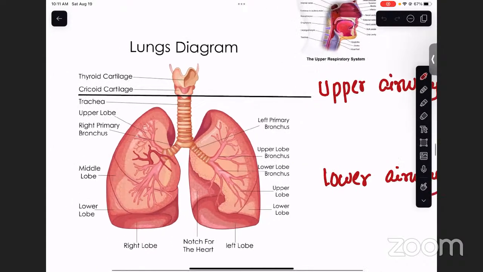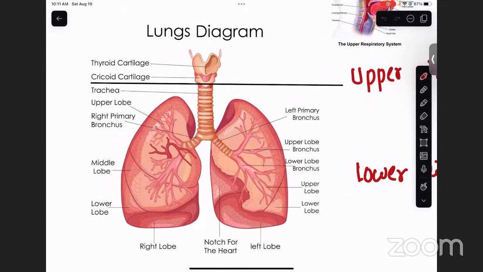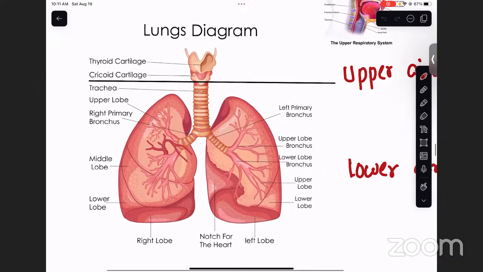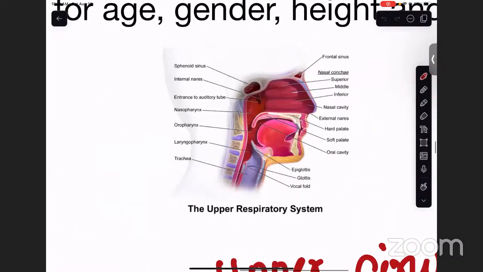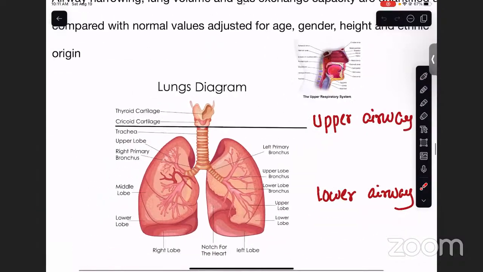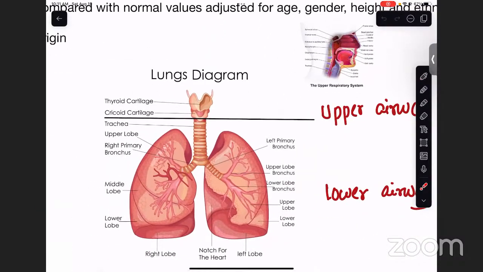Okay, let's start with some brief anatomy of the respiratory system. In general, we can divide the respiratory system into the upper respiratory system and the lower respiratory system. The upper respiratory system includes the nose, nasal cavity, nasopharynx, oropharynx, and laryngeal pharynx. The lower respiratory system includes the trachea, right main bronchus, left main bronchus, the bronchioles, and the alveoli.